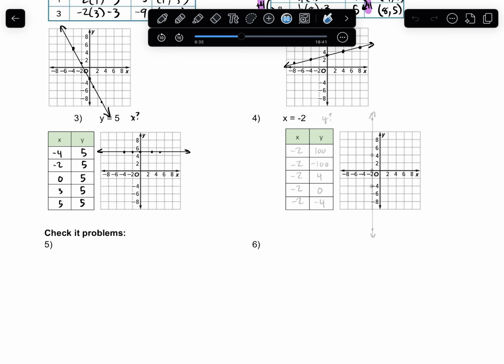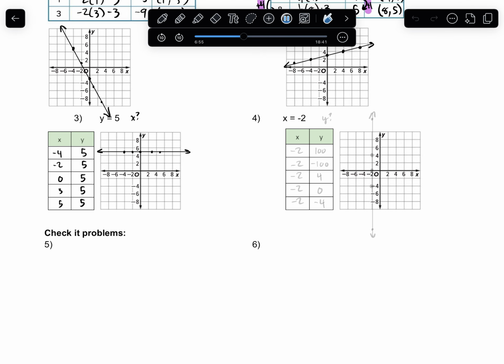So we can see it doesn't even matter what x is. I can say that x is -1 trillion. The y value would still be 5 because I don't have an x in this equation. So it doesn't matter what x is. Just know that your y would be 5.